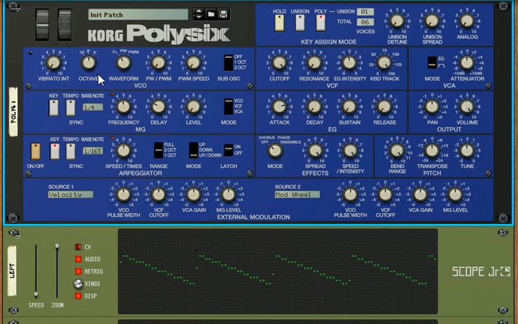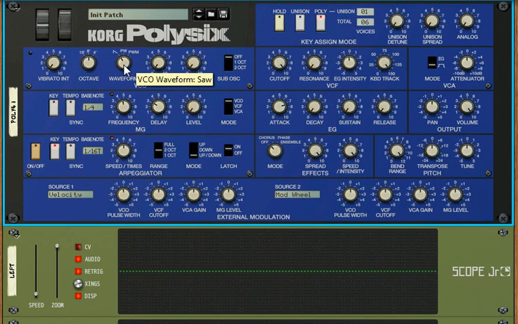So a standard sawtooth wave, I've got 4 cycles within the width of that scope trace. If I play the octave below, that's half the frequency, so 2 cycles instead of 4. The octave above, 8 cycles instead of 4.